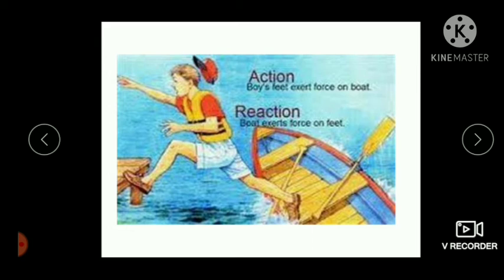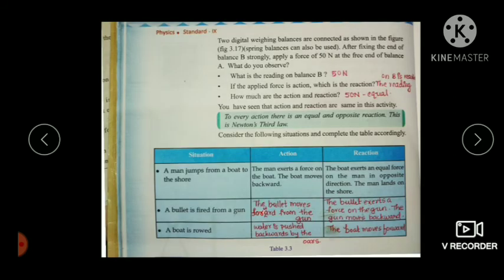So what is action here? Boy's feet exert a force on the boat is action, and boat exerts a force on the feet is reaction. The man exerts a force on the boat and it moves backward, it is action, and reaction is the boat exerts an equal force on the man in the opposite direction, and due to this the man lands on the shore.